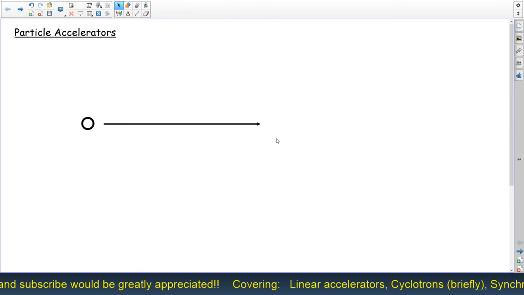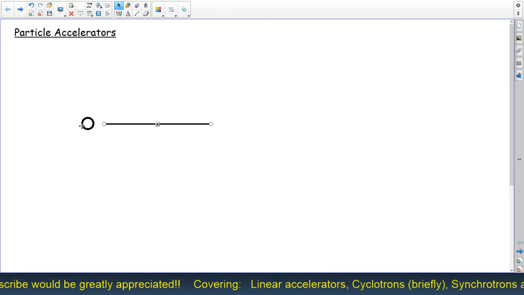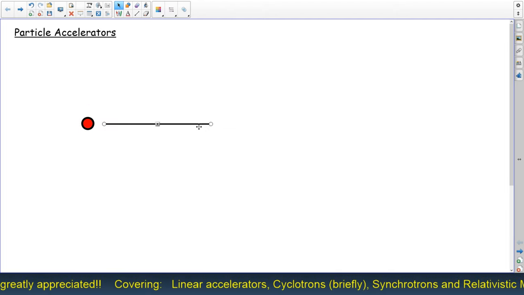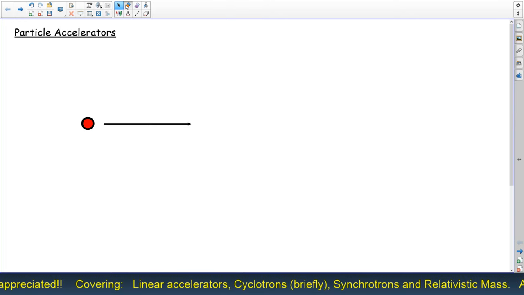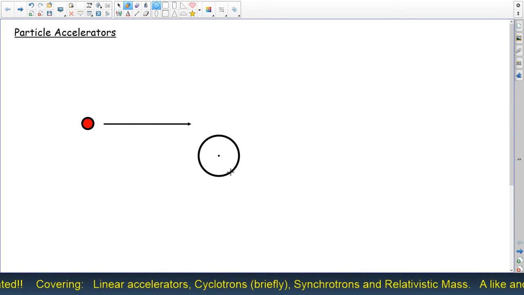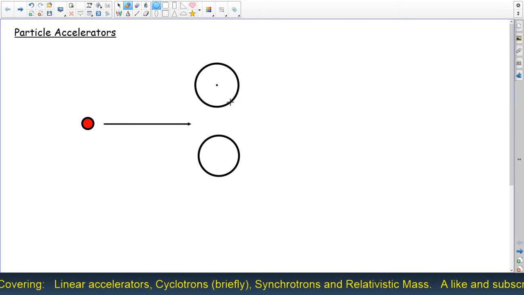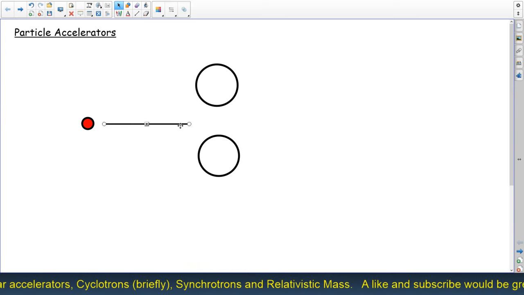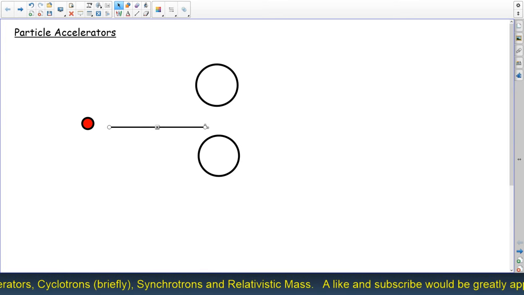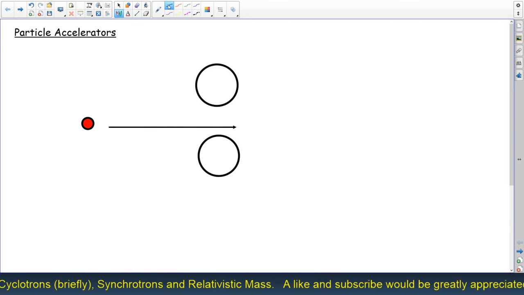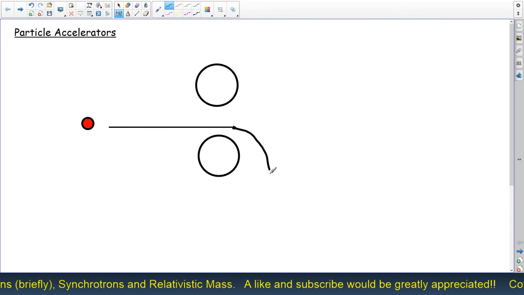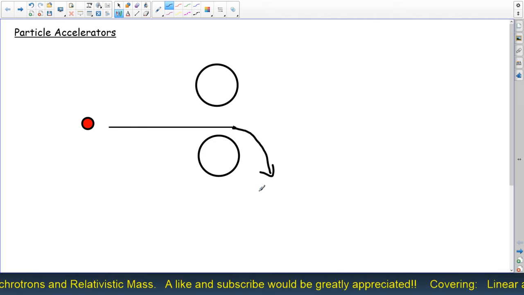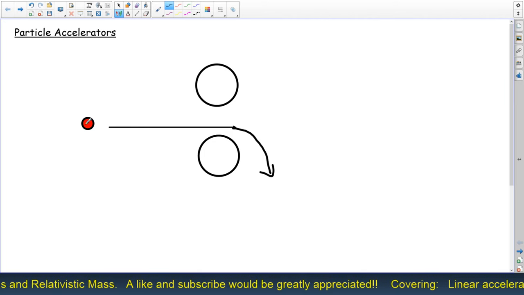It gets better though. If I take a particle, let's fill this one in a little bit, let's give it a fill color, call it red. If I take a particle and I accelerate it and send it through a pretty dense material, so there's lots and lots of other particles there, it may smash into it and break them open, and that's super duper interesting. But what may also happen is that as it comes through, it skims by one of them and slows down, in much the same way as we did with X-ray production last year in lower sixth.